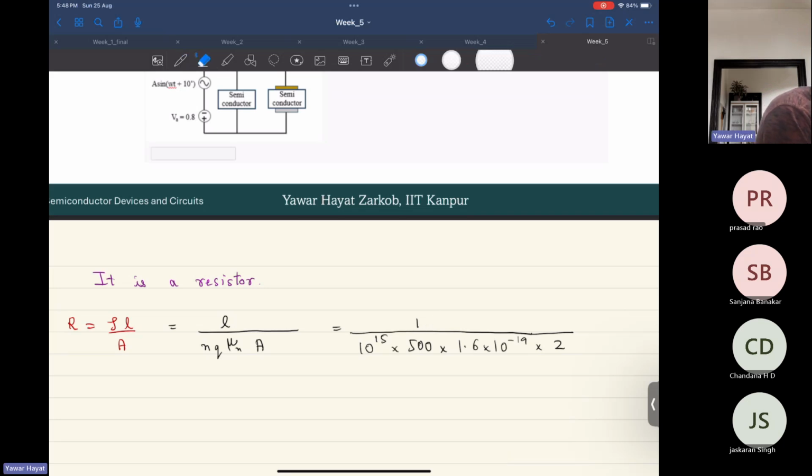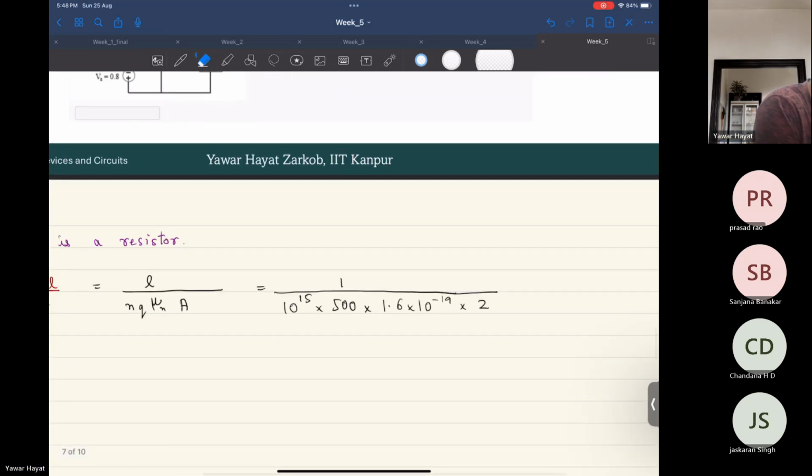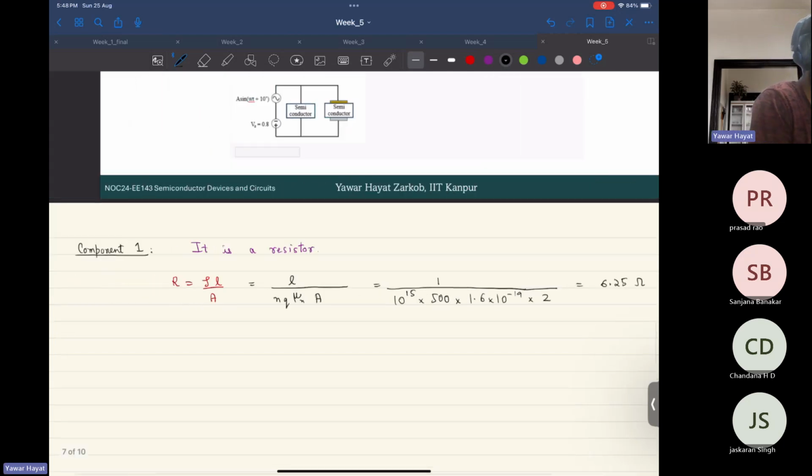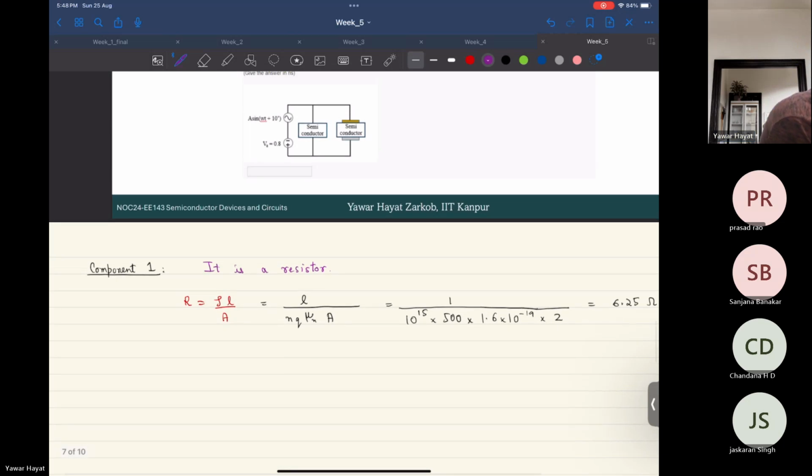Since I'm expressing everything in terms of centimeter, I need not worry. So if you compute this, you will get the answer as 6.25 ohms. So your R is 6.25 ohms.